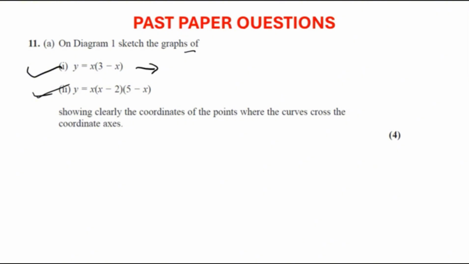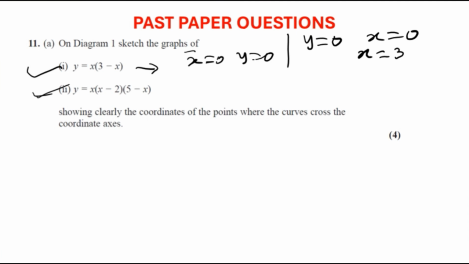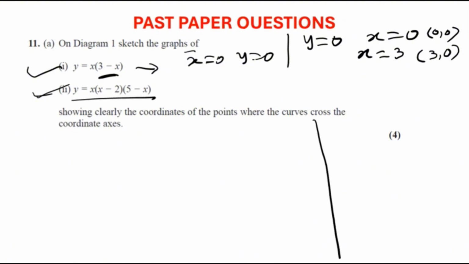Now for this, when x is equal to 0, y is also 0 because it's multiplied by x. And when y is equal to 0, x is equal to 0 and x is equal to 3. So these coordinates are (0, 0) and (3, 0). But here I can see 3 minus x is there. That means when we sketch the graph, it's a downward graph. Okay, now look for the intersection points. First I will draw the quadratic graph.